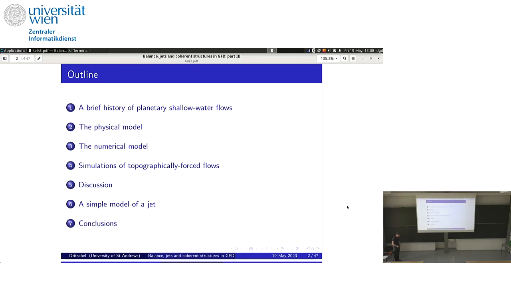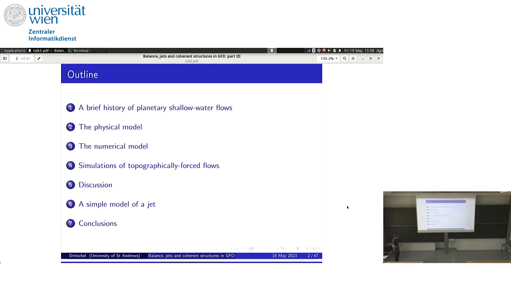You can get jet formation without any shallow water dynamics. If you have a barotropic vorticity equation, you just need the planetary vorticity. But we're going to add all the extra features that come along with shallow water in this.